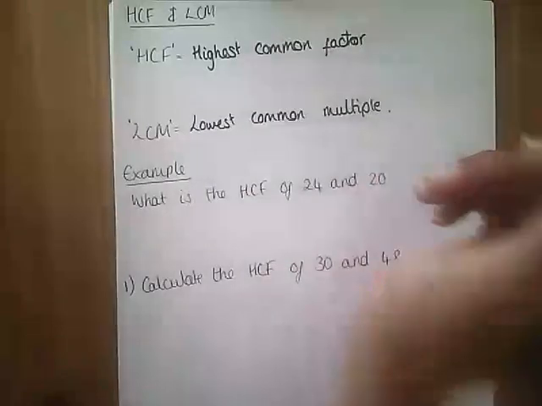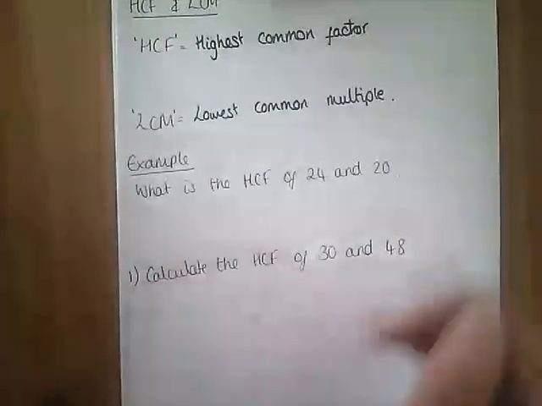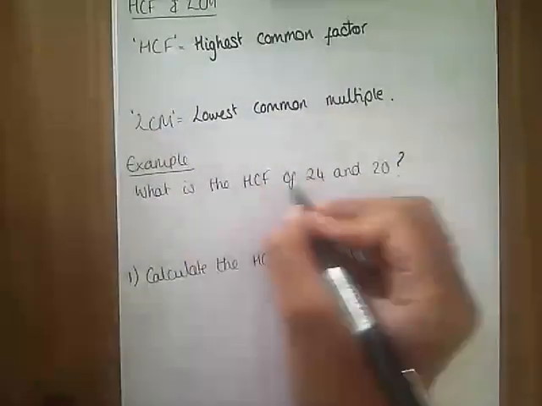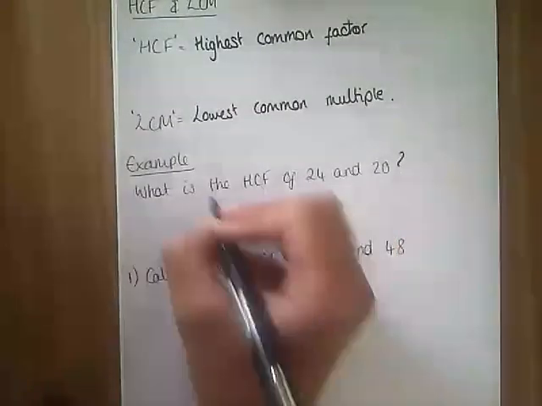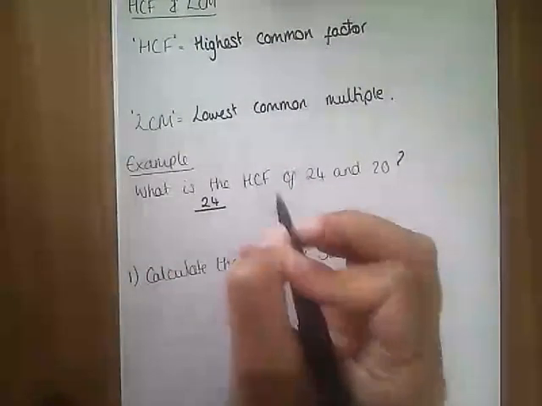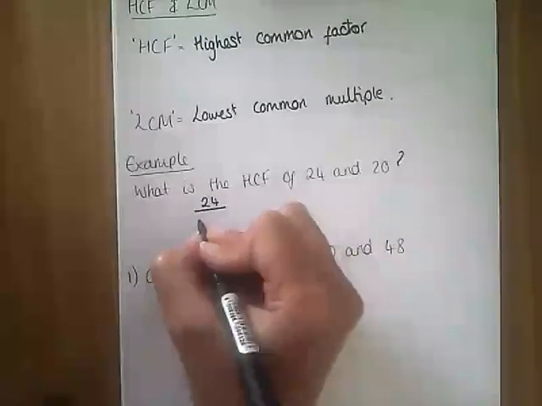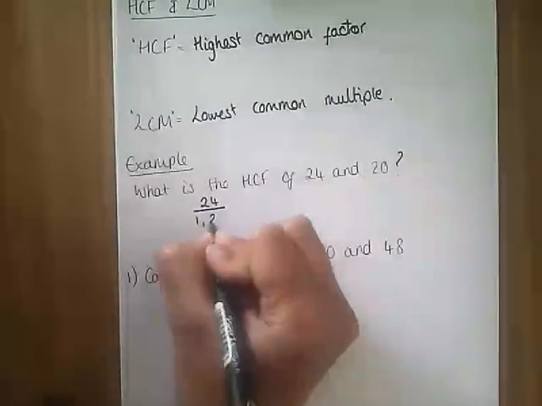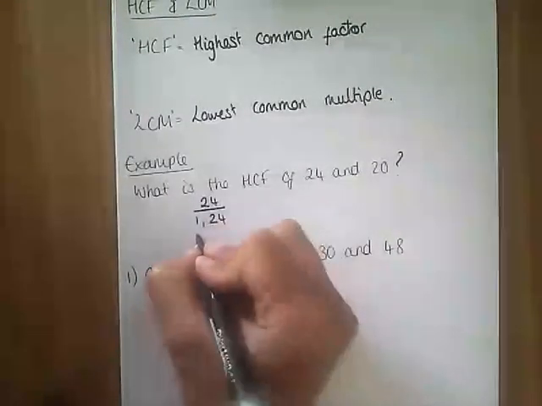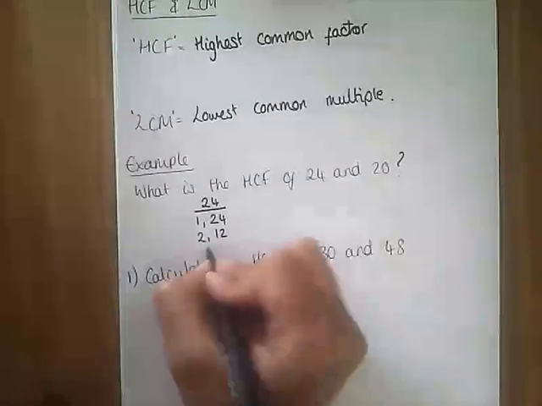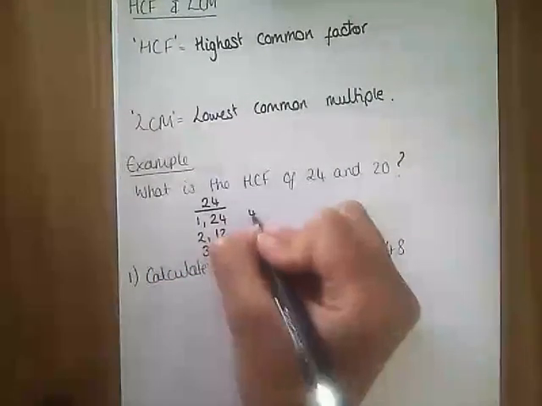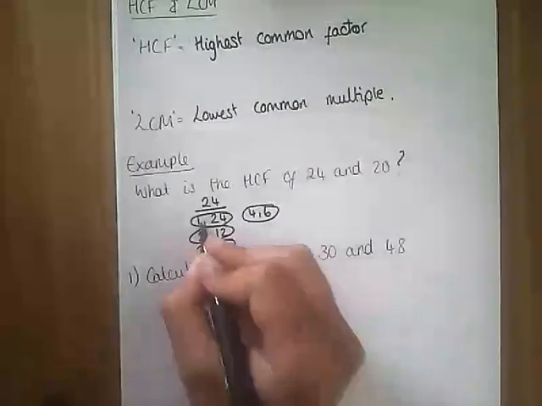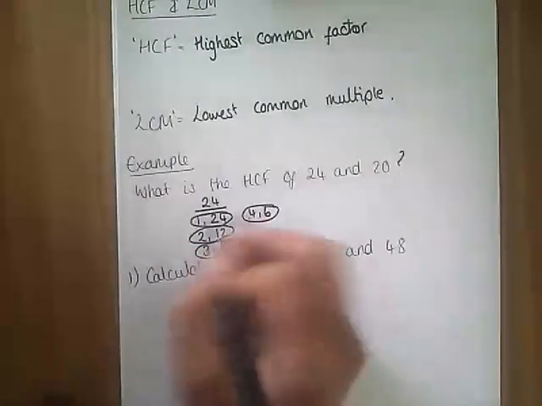Now I'm going to start off by thinking about it logically, and then we're going to talk about how we do it properly. Here we have been given: what is the highest common factor of 24 and 20? Let's think about factors of 24. When you're thinking of factors, it's easiest to do it in pairs. So 1 times 24, 2 and 12, 3 and 8, and 4 and 6. They are all the pairs of factors of 24, so there are 8 factors we've written down.